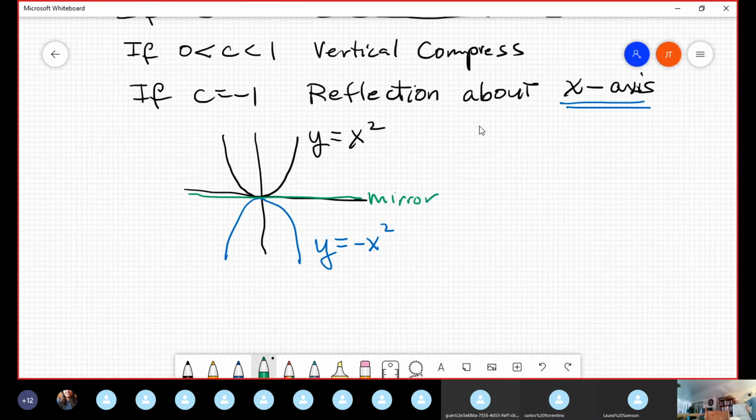Professor, I have a question. Go ahead. Will there ever be a reflection across the y, the horizontal axis? After, I explain. After, not now.